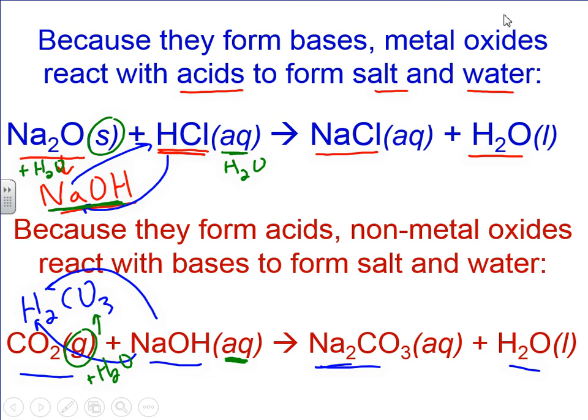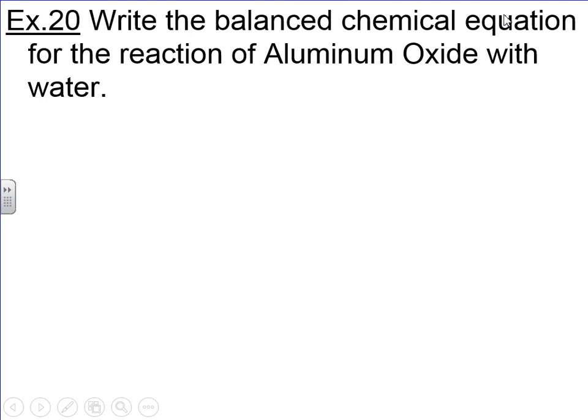Okay, why don't we try a few of these. Here it says write the balanced chemical equation for the reaction of aluminum oxide with water. So this is going to be the synthesis reaction. Remember, aluminum oxide is written as Al2O3 because of the charges. You always have to balance the charges when you're writing these ionic compounds. And we're going to add it to water.